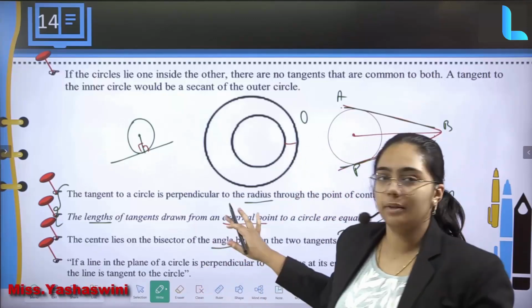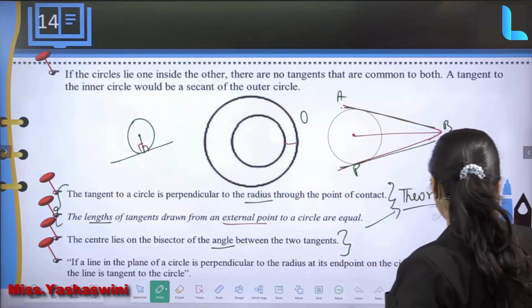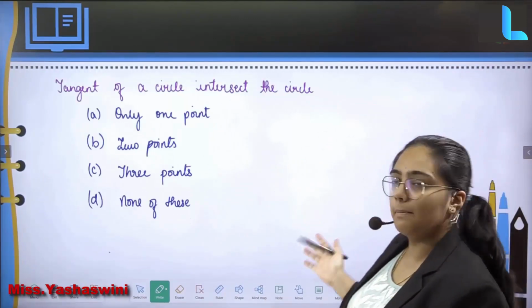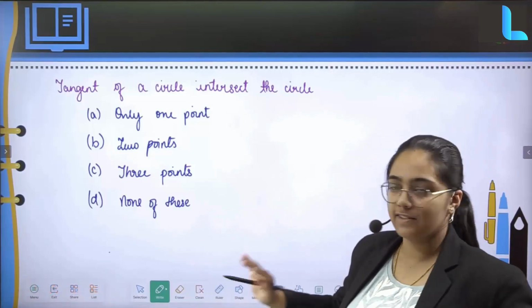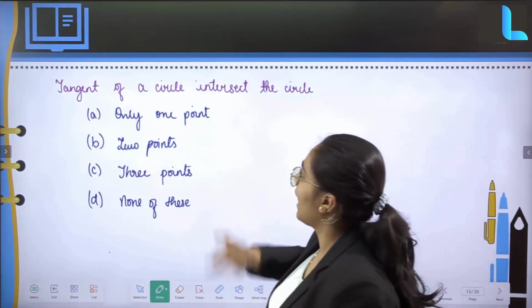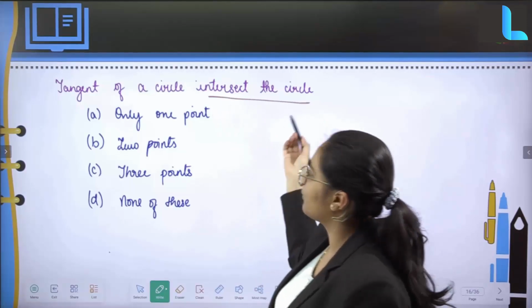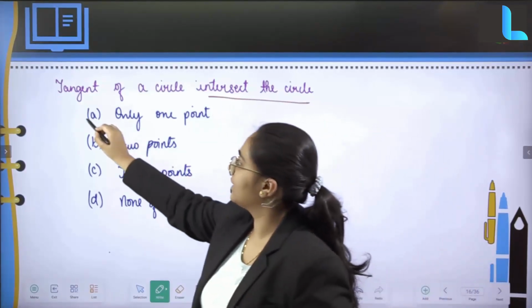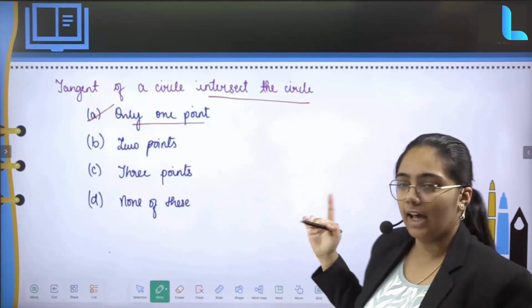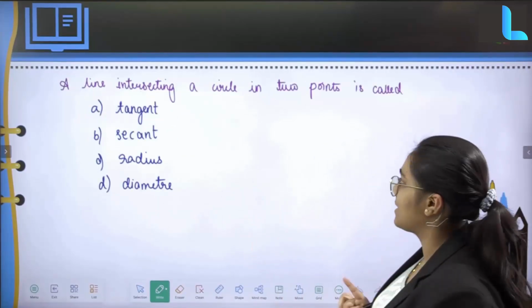Now that we have completed the theory portion, let's start solving a few questions and answers. Basic MCQs first, whichever we have solved in our theory part. Tangent of a circle intersects the circle. So we are aware it is going to intersect at only one single point. A tangent is always going to intersect at one single point.